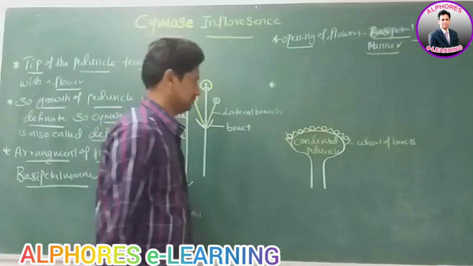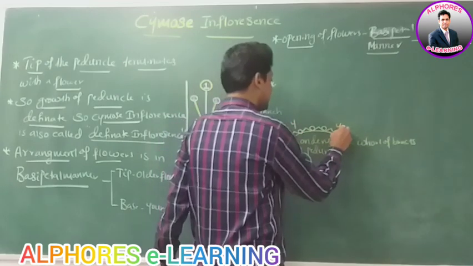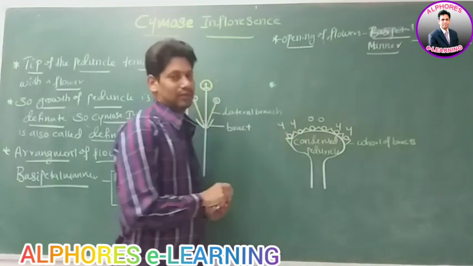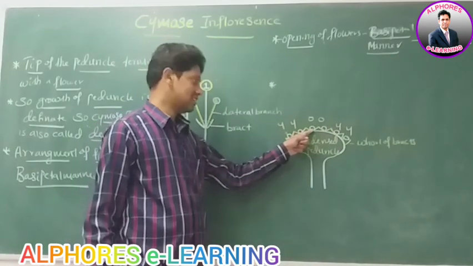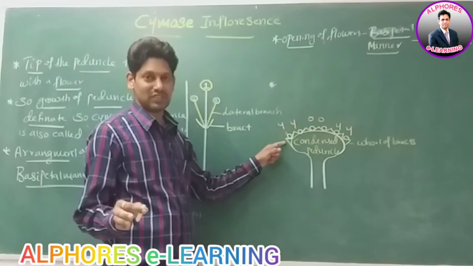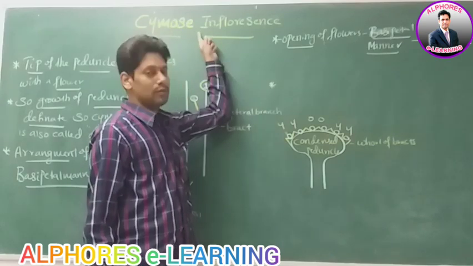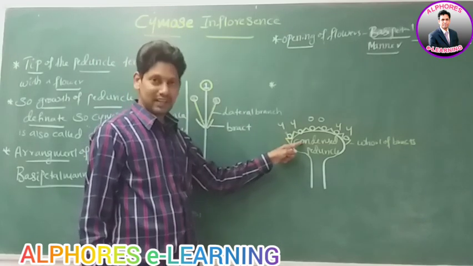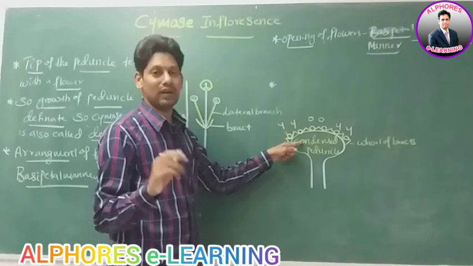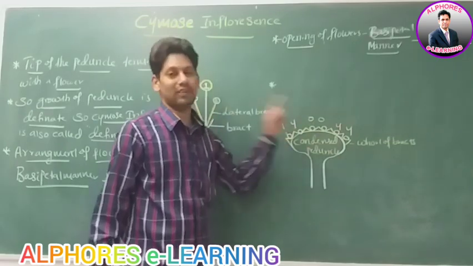In these flowers, peripheral flowers are younger flowers. Therefore, younger flowers are present in the periphery, whereas older flowers are in the center. Therefore, the arrangement of flowers becomes centrifugal. In cymose inflorescence, if the peduncle is condensed, the arrangement of flowers becomes centrifugal, with central older flowers and peripheral younger flowers.